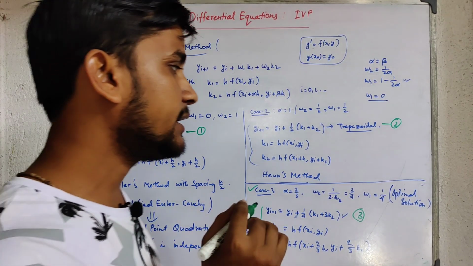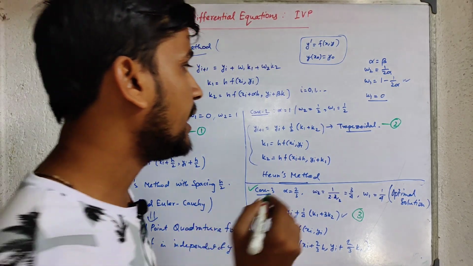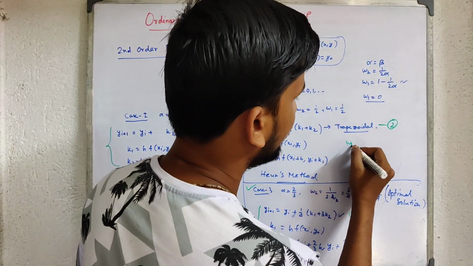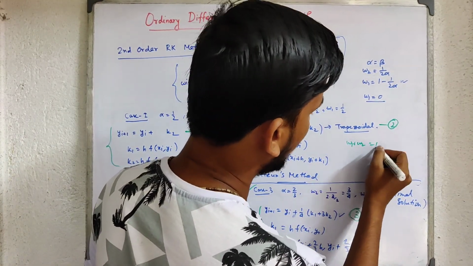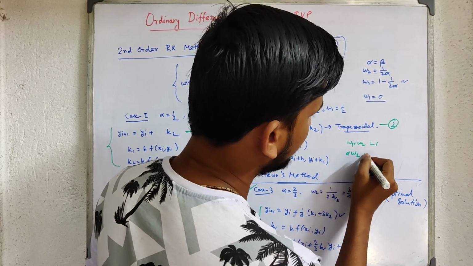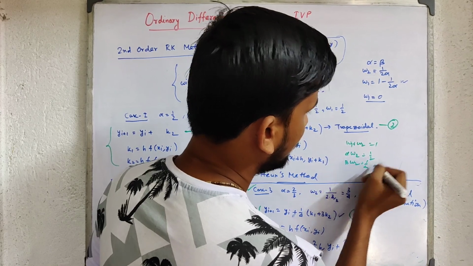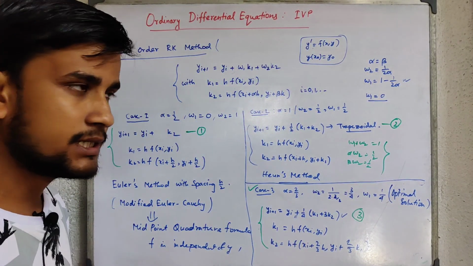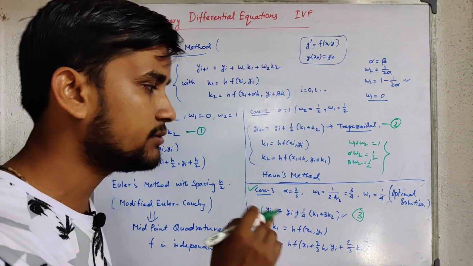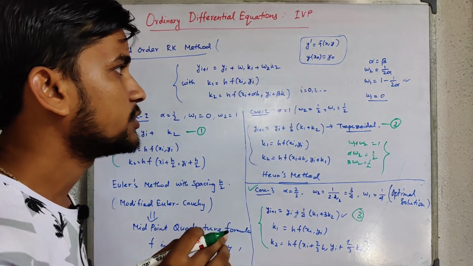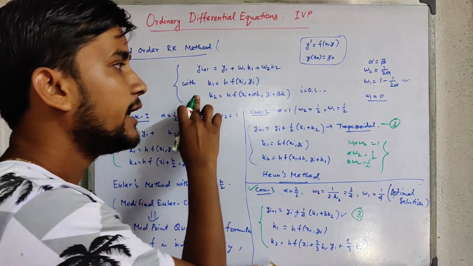So see, in CSIR NET we apply this trick: W1 plus W2 equal to 1, alpha W2 equal to half, and beta W2 equal to half. From where these concepts come, I'll teach you. I already taught you from where these concepts come. So this is the general formula.